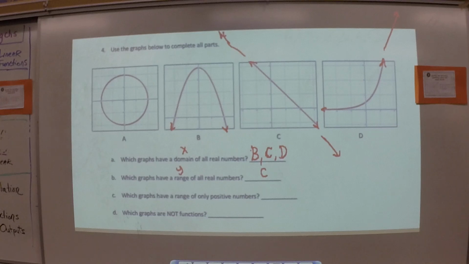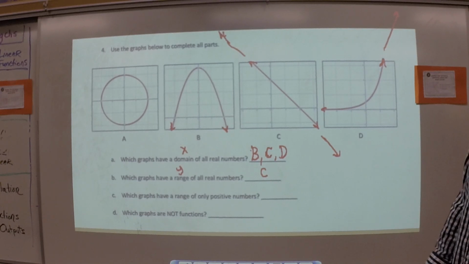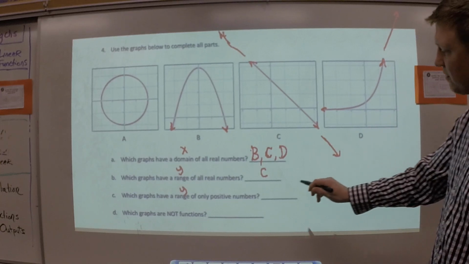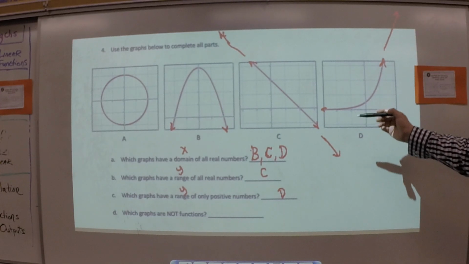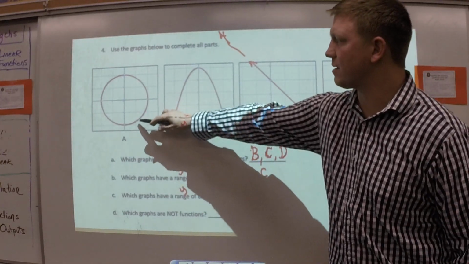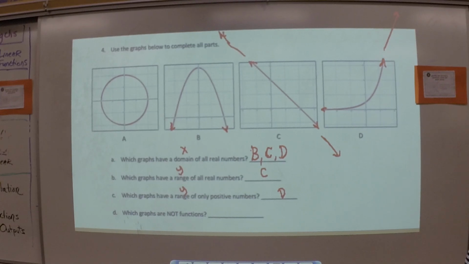C right here. Which graphs have a range of only positive numbers? Only positive numbers for the y values. This is the only one that is limited to the positive axis. Here's negatives, there are some negatives represented here. This one is only above the x-axis, which means all positive values.